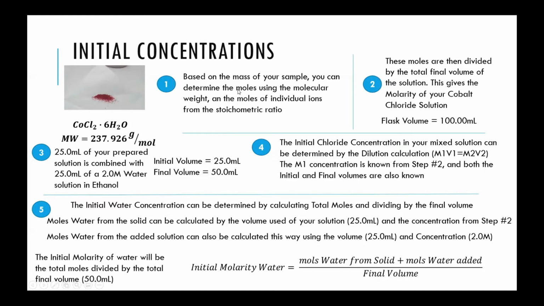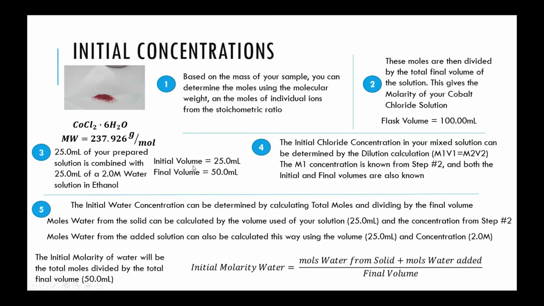So once you have the mass of cobalt chloride hexahydrate that's being dissolved in the flask, you could convert that to moles of cobalt chloride hexahydrate using the molecular weight. And for the concentration, you can divide the number of moles by the total volume. And the flask you're using is a 100 milliliter volumetric flask. So the total volume of solution is 0.1 liters.